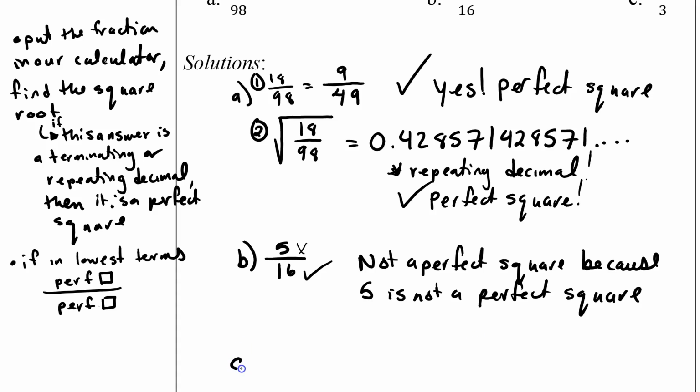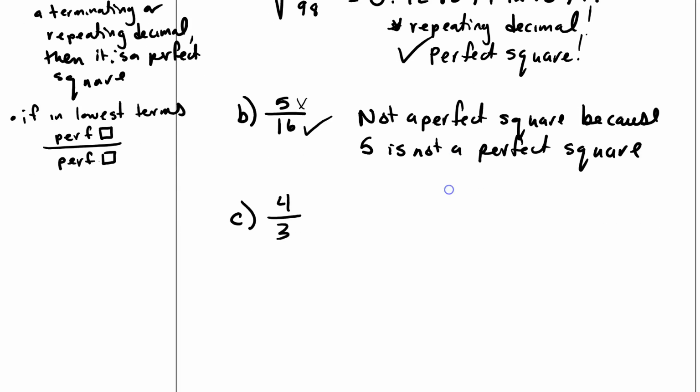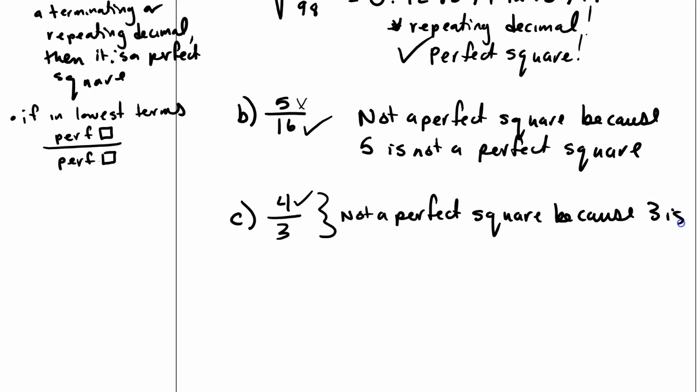Question C, 4 over 3. We're saying, yeah, 4 is definitely a perfect square. 2 times 2 is 4. Is 3 a perfect square? Nope. So this whole fraction is not a perfect square because 3 is not a perfect square.